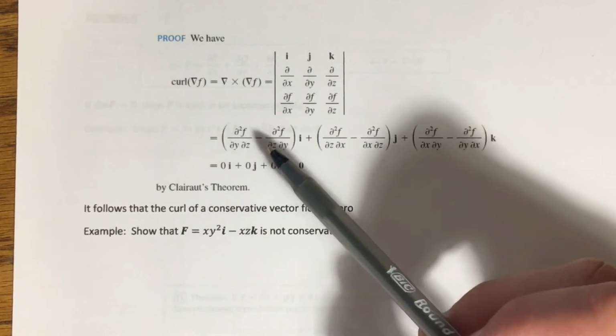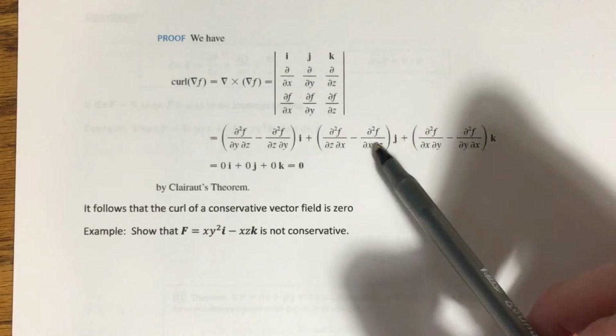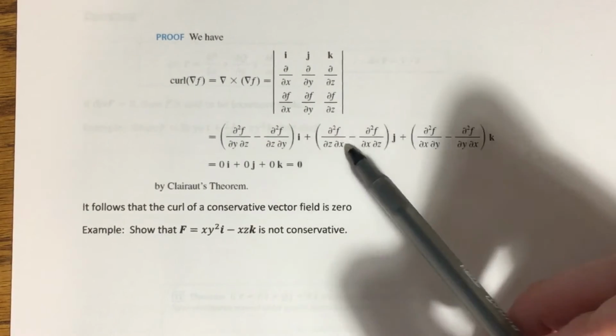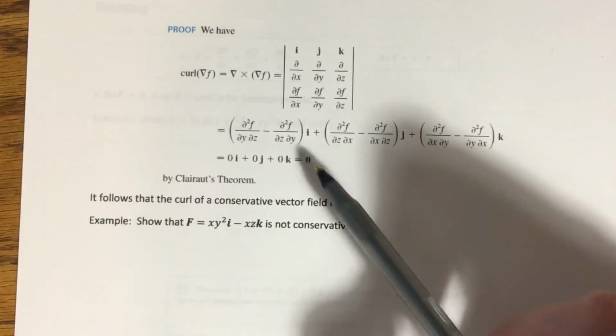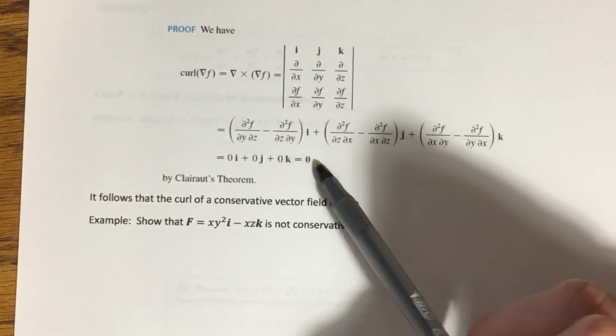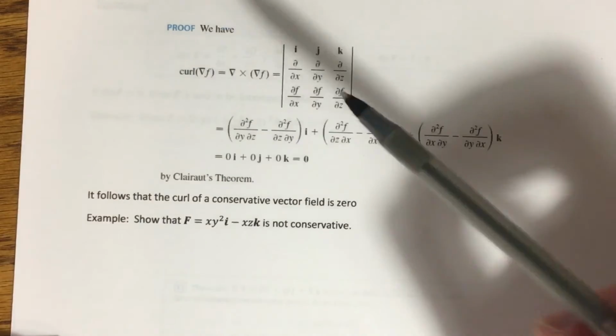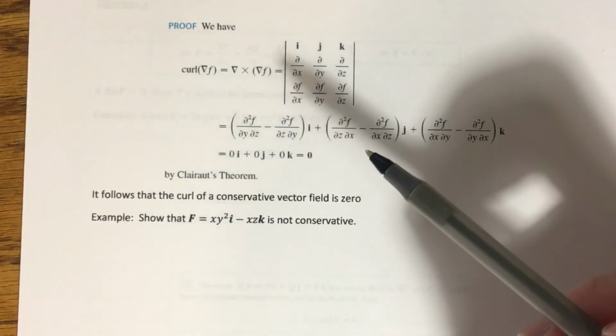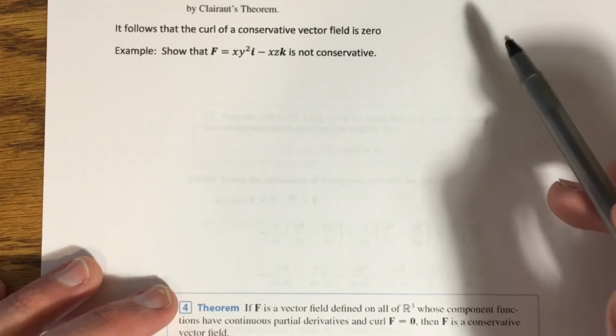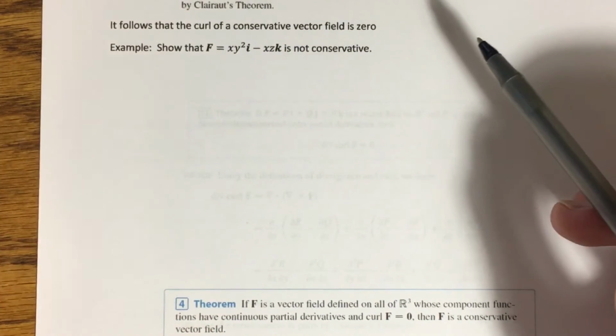What that means is that these two terms are equal in each set of parentheses, making each component function 0. That means that we're looking at the 0 vector field. So that proves this theorem. The curl of our gradient is the 0 vector. Okay, so how do you use this if we want to talk about a vector field being conservative?